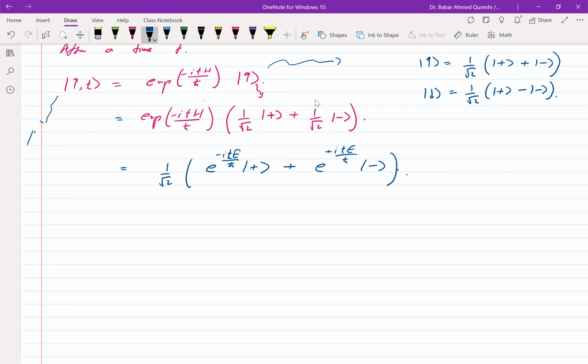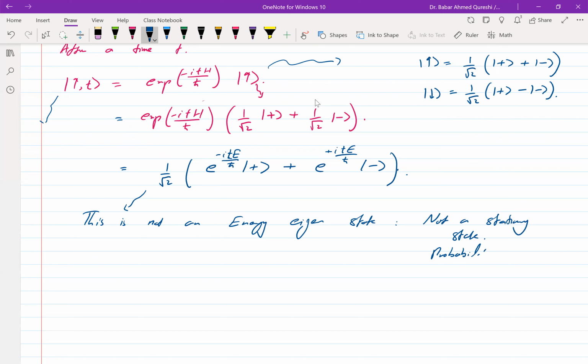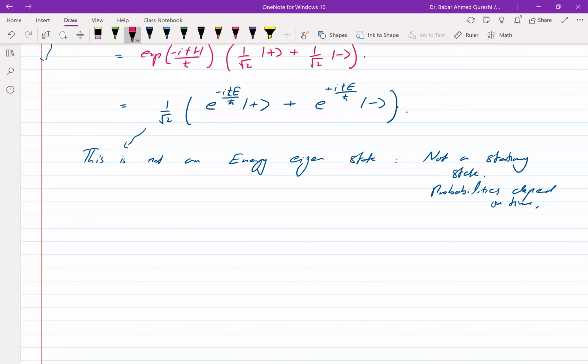And since the starting state was not the energy eigenstate, this is not an energy eigenstate. So that means it's not a stationary state. So probabilities will depend on time. So for example, I started with 100% probability of measuring sigma 3 to be 1.